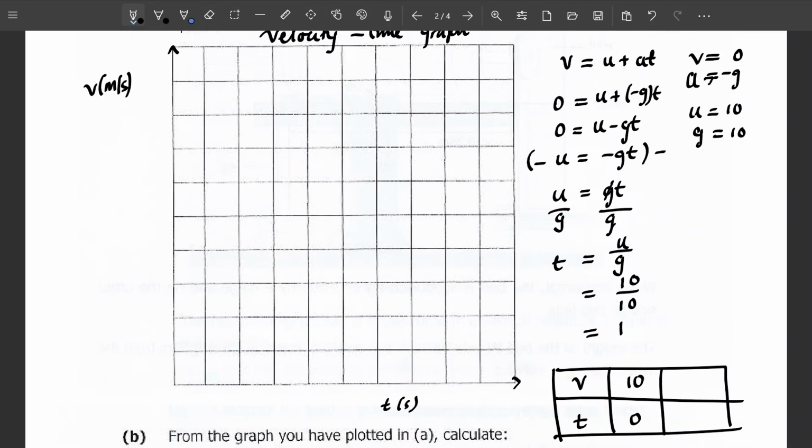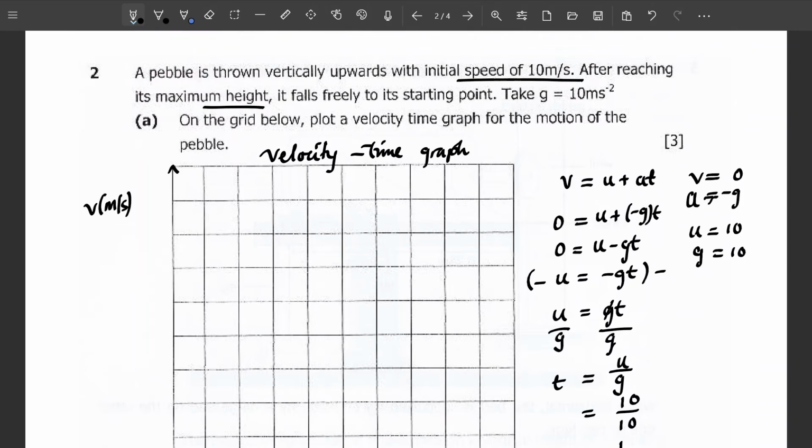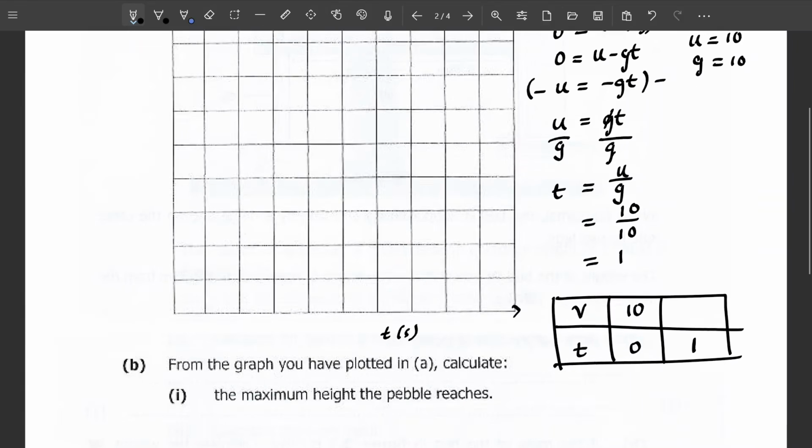Now when time became 1, our velocity went to 0. It went to 0 because for it to move from the bottom with initial velocity to the maximum, where the velocity at the maximum is 0, the time that it took was 1. So at time 1, velocity will be 0 here.